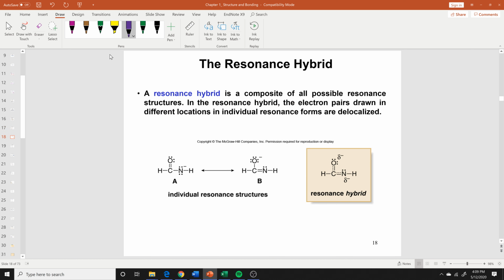Okay. Resonance hybrid is basically the combination of all of the resonance structures. So sometimes you have 2 resonance structures, sometimes you have 3, 4, 5, 6. It just depends on the molecule there. So you just combine all the resonance structures in there. How do you do this? This is the true Lewis structure. It's the combination of all resonance structures.